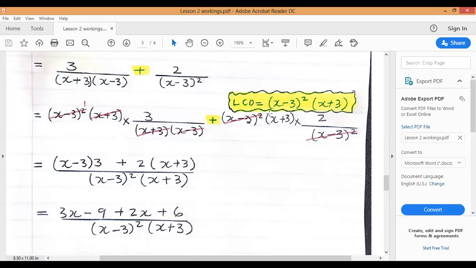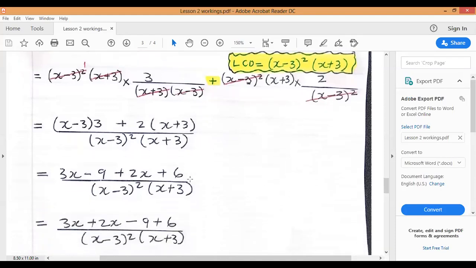Then we're going to the next term. X minus 3 all squared will go, x minus 3 all squared will go. So you will be left with x plus 3 and 2. Here you will be left with x minus 3 and 3. So here I've written x minus 3, close bracket, 3, plus the second term, 2, which is this 2, x plus 3, the one that I did not cancel. Then you must put your lowest common denominator, the one that you have identified, as your denominator.